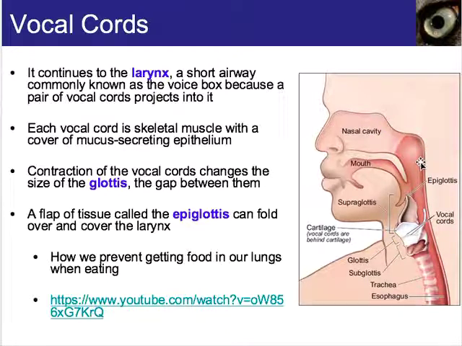It's going to continue to the larynx, a short airway commonly known as the voice box. This is where your vocal cords are. And each vocal cord is a skeletal muscle that's covered in mucus-secreting epithelium. Contraction of your vocal cord is going to change the size of the glottis, or literally the gap between them. And then you also have something called an epiglottis. And this is a flap of tissue that will fold over the larynx to basically help prevent getting food in your lungs when eating. So if you've ever noticed you can't breathe and eat at the same time, that's because your epiglottis is going to protect your lungs from getting food in them.